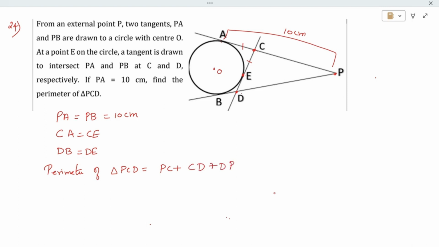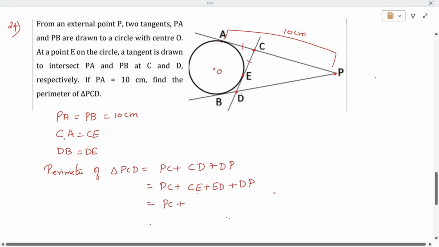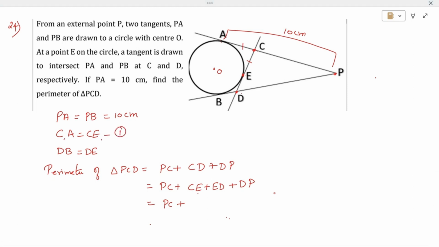So here CD, since E is a point on CD, I'm splitting CD as CE plus ED. So PC plus CE plus ED plus DP. Let it be equation 1. So now change CE as CA, because from equation 1 we know CE equals CA, right? So I'm replacing CE with CA. Similarly, from equation 2 I know ED is represented as BD or DB, right? Plus DP. So now you combine these together.